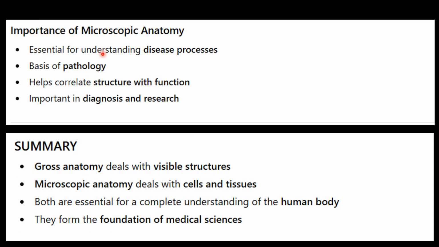Okay, now we have covered both macroscopic as well as microscopic anatomy with their subdivisions. So let's try to find out the importance of microscopic anatomy. It is essential for understanding disease processes, the basis of pathology, right? If you are doing pathology, then it is a basis. It also helps us to correlate structure with function. So if you want to correlate structure with function, it will be considered under microscopic anatomy because it helps in that.